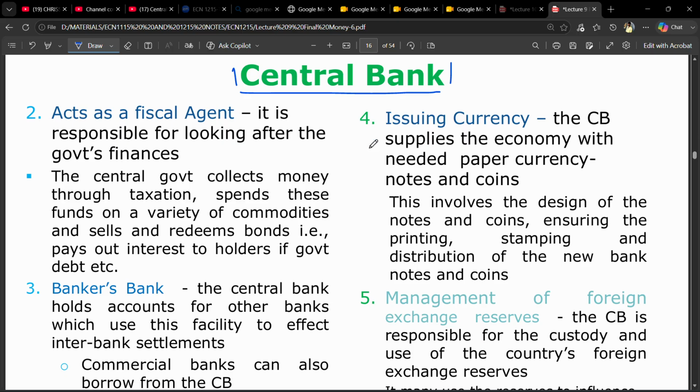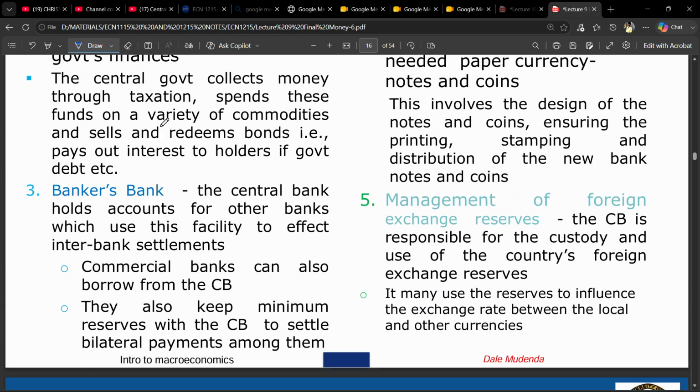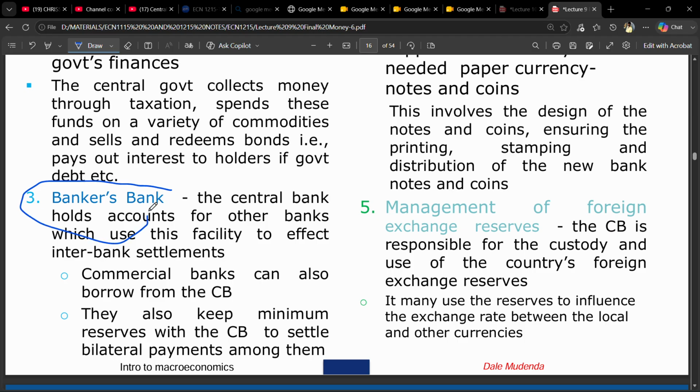So the central bank acts as a banker. What do we mean by acting as a banker? The government can go there, and if it has money, it puts it there and the bank keeps it. And again, it can act as a banker for banks. The central bank is the main bank, which issues currency and keeps money for the economy. So it keeps money for those banks.